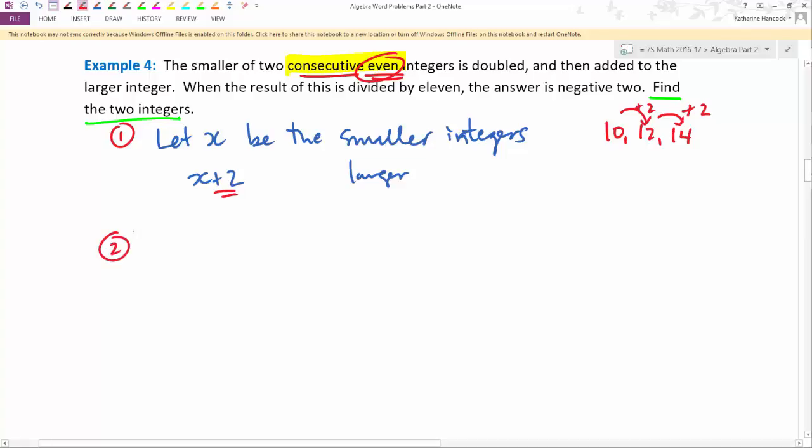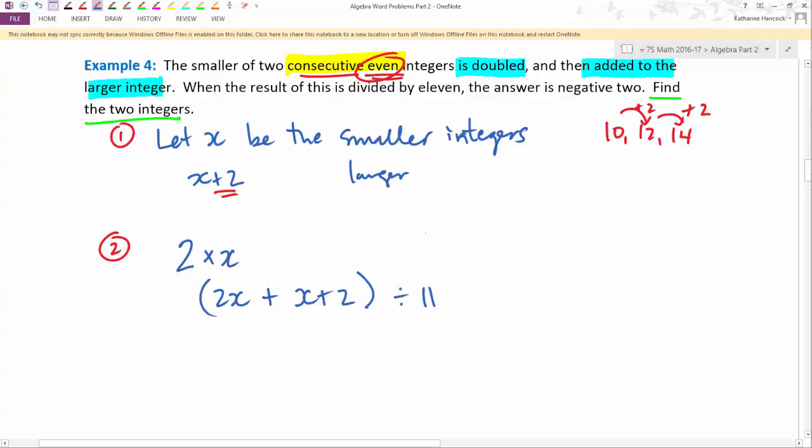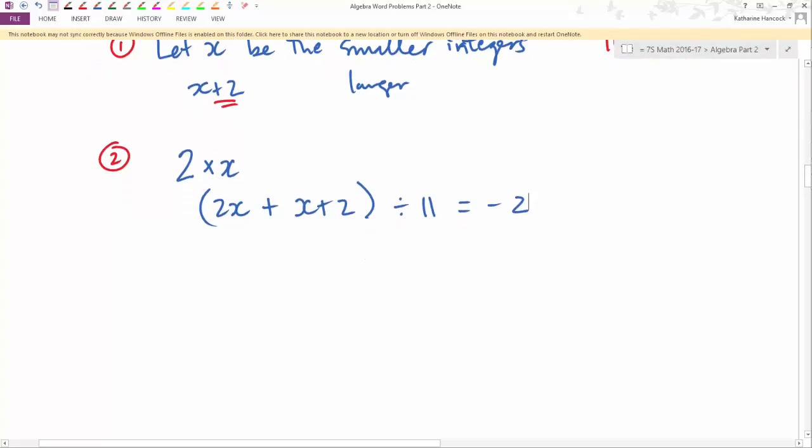Let's write the equation now. So the smaller one is doubled and then added to the larger. So the smaller one doubled, that's going to be 2 times x, or 2x, is added to the larger. Now the larger one was x plus 2. When the result of this is divided by 11, the answer is -2. So we have this big long thing, and we have our equation. First thing I'm going to do is simplify in the brackets. So it's 3x plus 2, because I'm going to combine the 2x and the positive x.